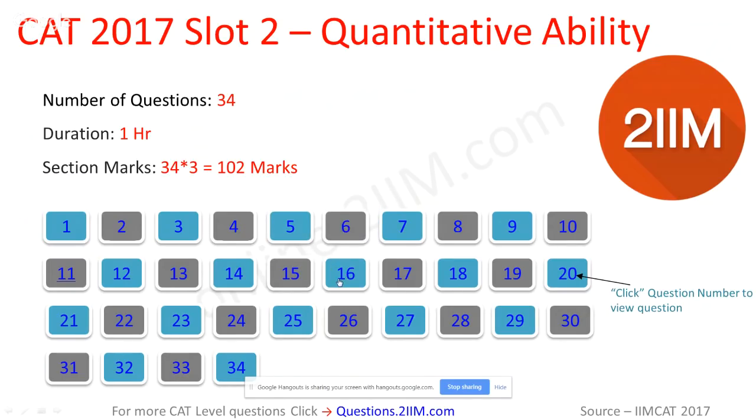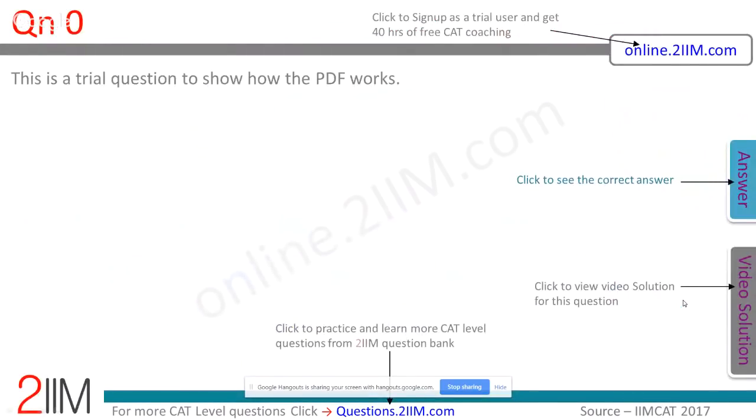You can go to 16. It will go to 16. And that part is clear. Click question number to view the question. And so the real beauty of this PDF comes here. Each question is an outline like this. So this question number 0, we've just included question number 0 to show you how the PDF works. This is going to be a PDF, the link for which is available just beneath this video.